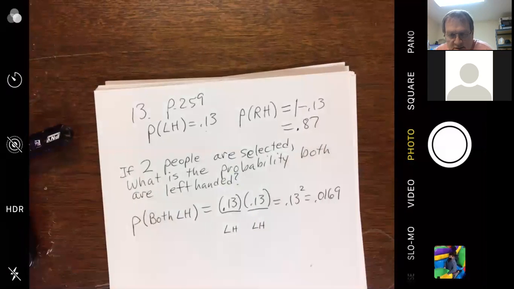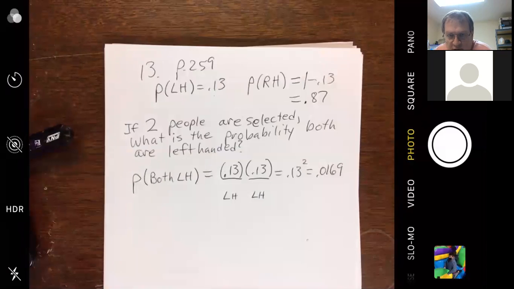There's a 1.69% chance you select 2 people and they'll both be left-handed. It's a pretty small chance. All right, that's the first basic question they'll ask. Any questions about that? I don't have any. Okay.